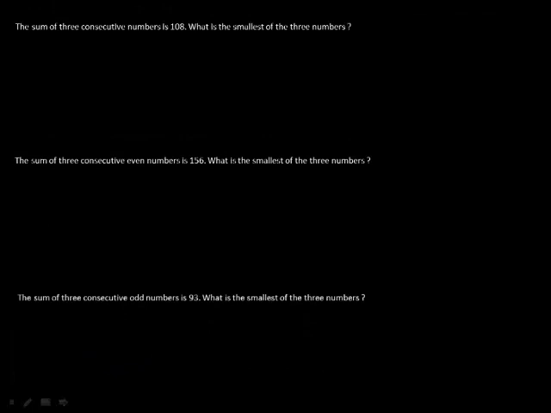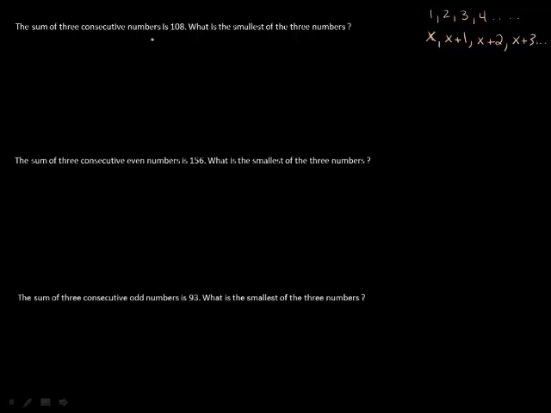Okay, we have some consecutive number problems. Now, consecutive numbers are numbers that go in order. So 1, 2, 3, 4, etc. If I say the first number is x, to get from a 1 to a 2, I add 1 to it. And then to go from a 2 to a 3, I add 1. To go from a 3 to a 4, I add 1. So if I start with x, the next number will be x plus 1. If I add 1 to that, I get x plus 2. If I add 1 to that, I get x plus 3, etc.